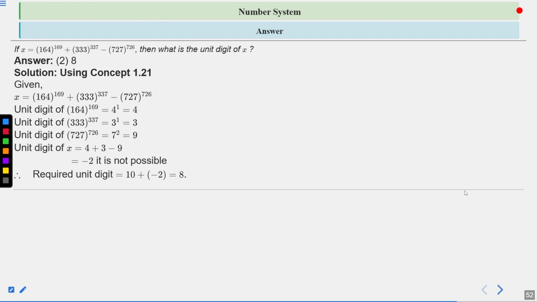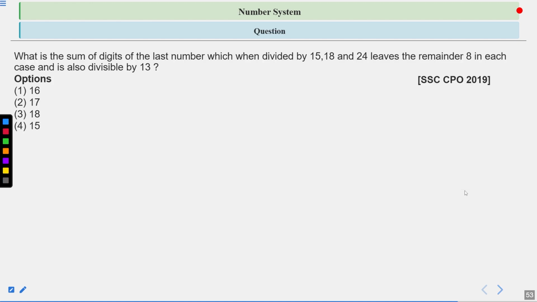Next one. What is the sum of digits of the least number which when divided by 15, 18 and 24 leaves the remainder 8 in each case and is also divisible by 13? This question was asked in the SSC CPO exam in 2019. There are 4 options. First one is 16, second is 17, third one is 18 and fourth one is 15.